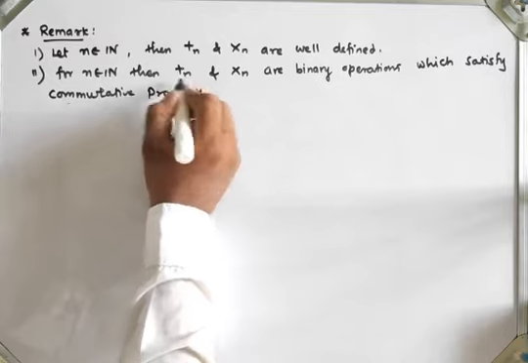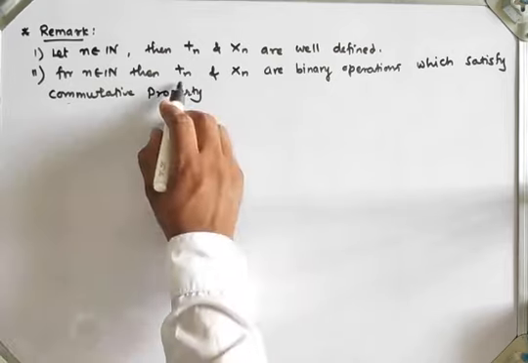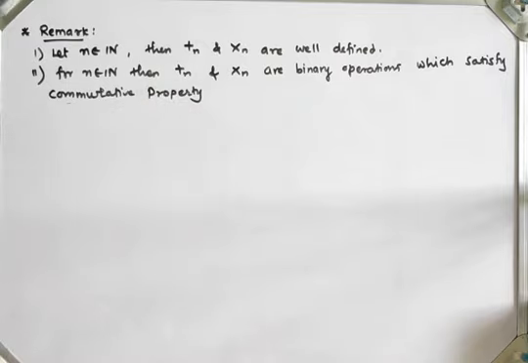So here addition modulo n and multiplication modulo n are binary operations. Means what? We have a given set, take any two elements and apply the operations addition modulo n and/or multiplication modulo n, then it forms a new element, which is again in that set. Then we say that addition modulo n and multiplication modulo n are binary operations on that set.